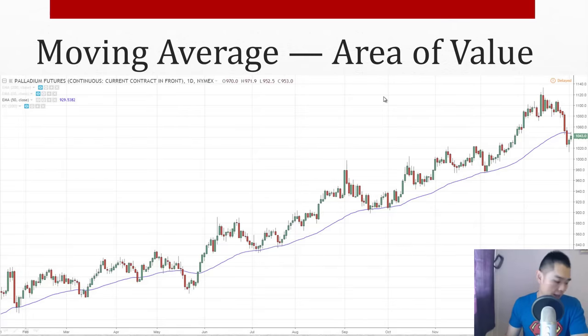Moving average can also act as an area of value, similar to the trend line support resistance concept we spoke of earlier. You can see that this is an area of value, the 50 MA. Price has bounced off the 50 MA multiple times, as you can see over here. So moving average can help you define your area of value on your chart.